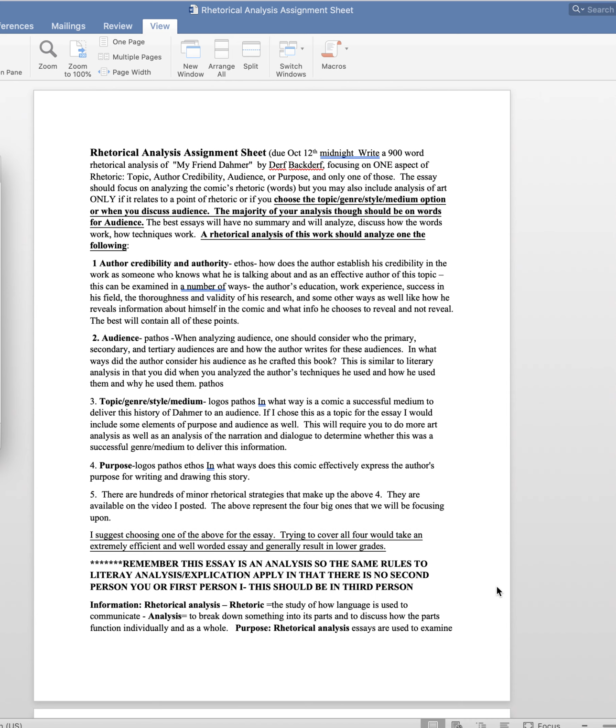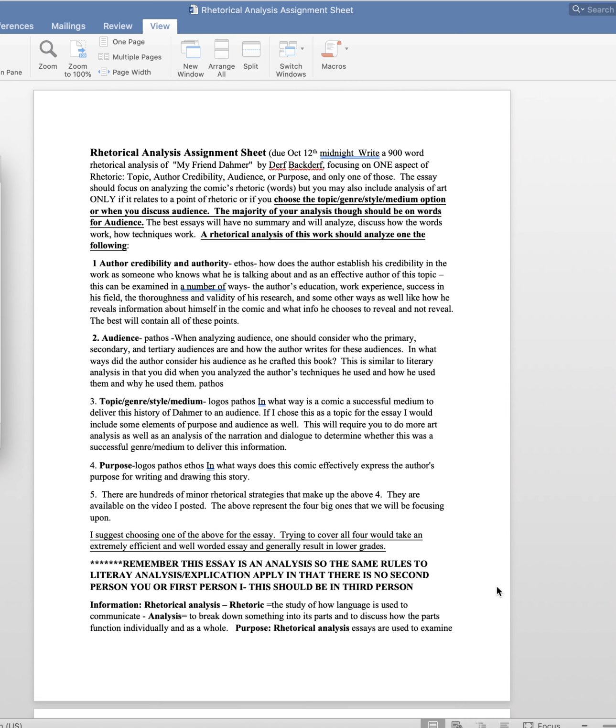All right, topic, genre, style, medium has to do with logos and pathos, but basically it's a consideration of how you are going to deliver your message as a writer, or analyzing how another writer chose to deliver their message. Is it a poem? Is it a song? Is it a speech? Is it a short story? In this case, we have a graphic novel. So you'll be analyzing why he did this. In what ways is a graphic novel more effective than a novel or a short story or a memoir?